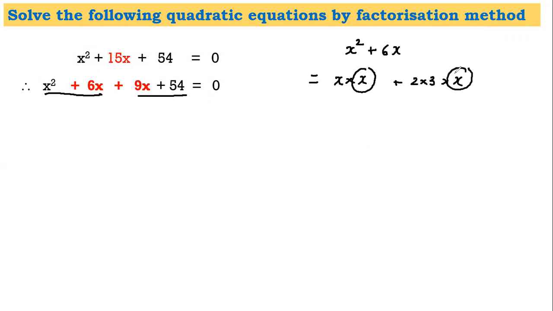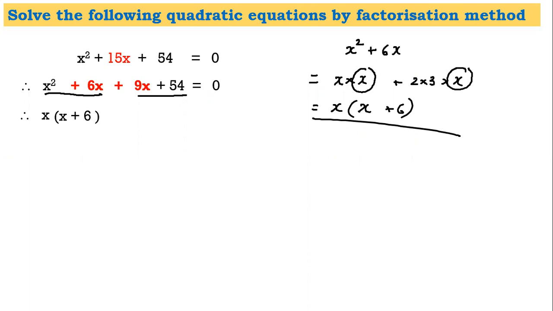Now I can see x and x common. Is there anything else common? No. So I'll say x is common. What remains in the bracket, which is not in the circle, is x plus 2 3s are 6. So when I take common here, between x square and plus 6x, what is common is x. What remains in the bracket is x plus 6.